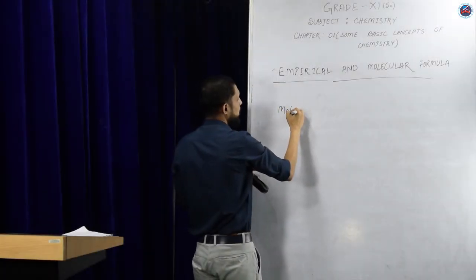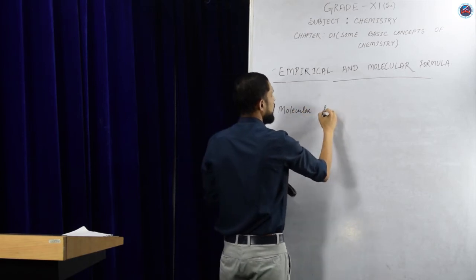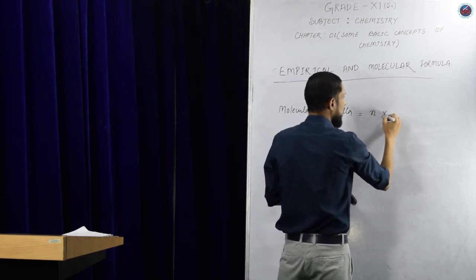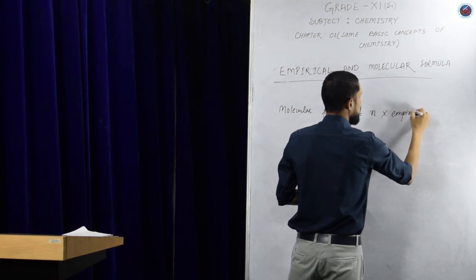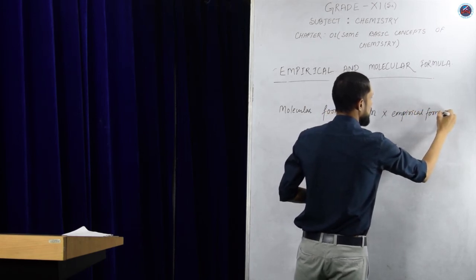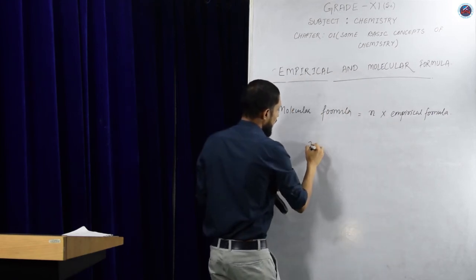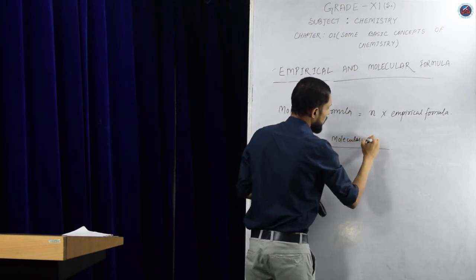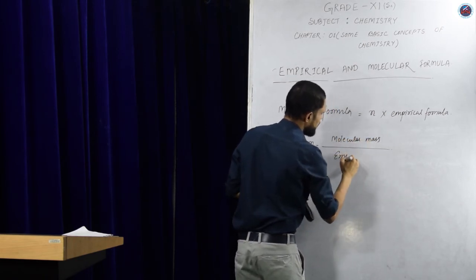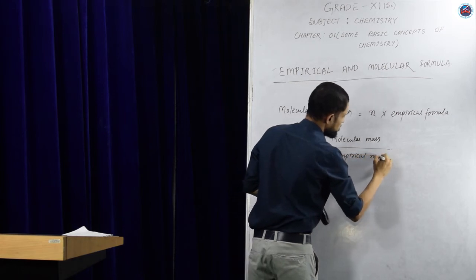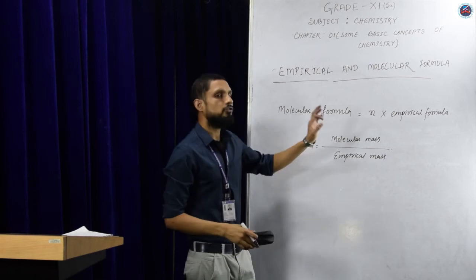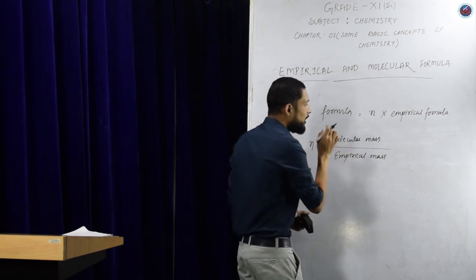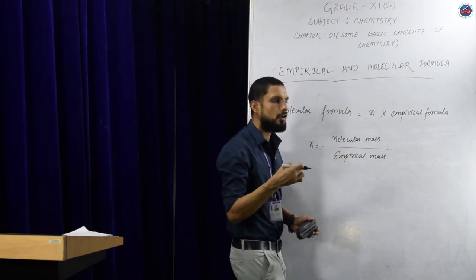Next, we'll find the molecular formula. Now, molecular formula is equal to N multiplied by empirical formula, where N is equal to molecular mass by empirical mass. Now, molecular mass is already given in the question, it is 98.96 gram per mole. Empirical mass you can calculate from the empirical formula.